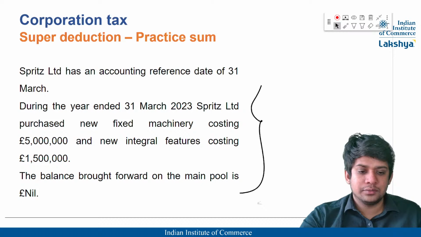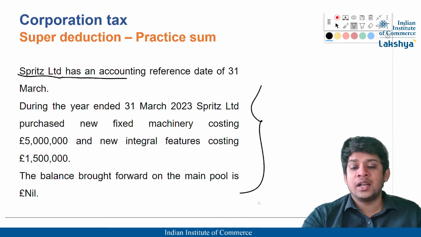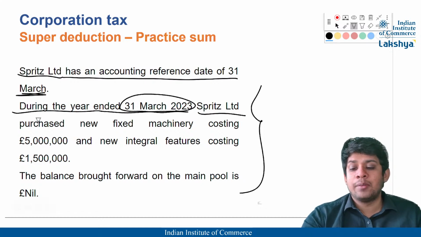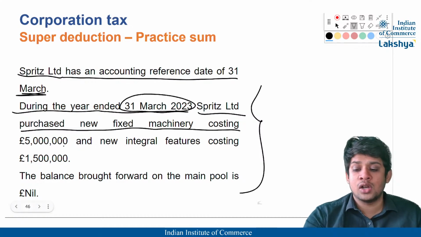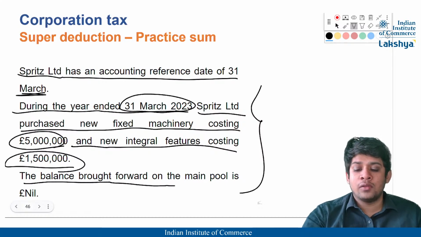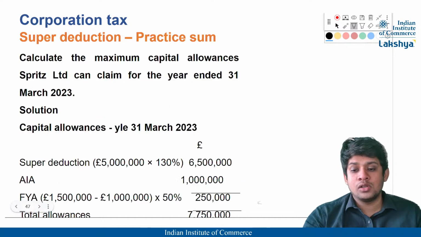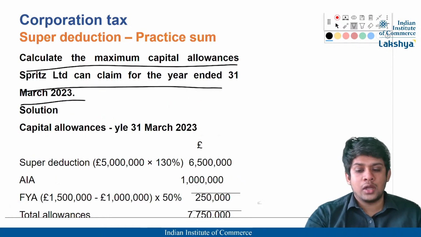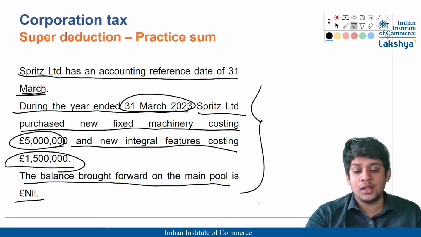Spreads Limited has an accounting reference date of 31st March. During the year ended 31st March 2023, Spreads Limited purchased new fixed machinery costing 5 million and new integral features costing 1.5 million. The balance brought forward on the main pool is nil. You have to calculate the maximum capital allowances that they can claim during the year ended 31st March 2023.